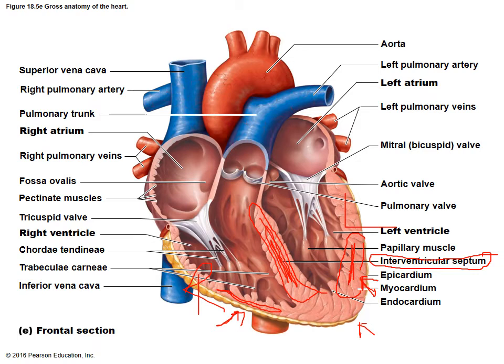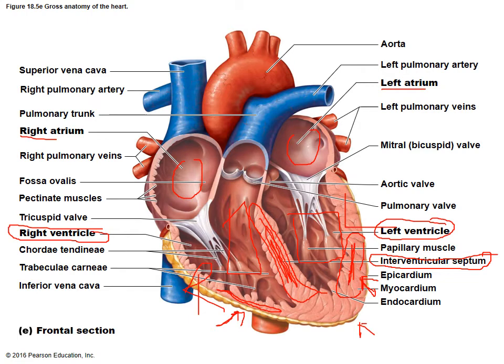Once you know what's right and what's left, then everything else becomes a little bit easier, because then you can see your different chambers, your little openings. Notice how you have your atriums on top, and notice how they labeled it for you, the right atrium and the left atrium. And then the larger chambers at the bottom, those are going to be the ventricles. So you have your left ventricle and you have your right ventricle.